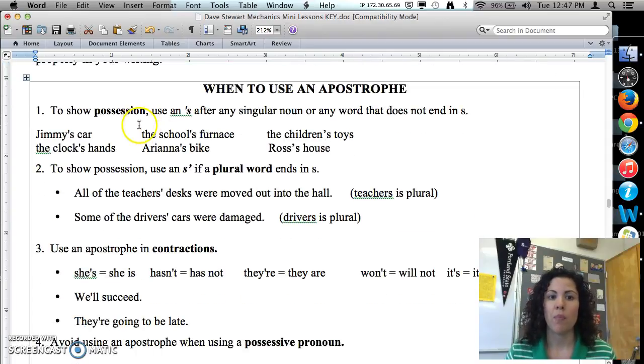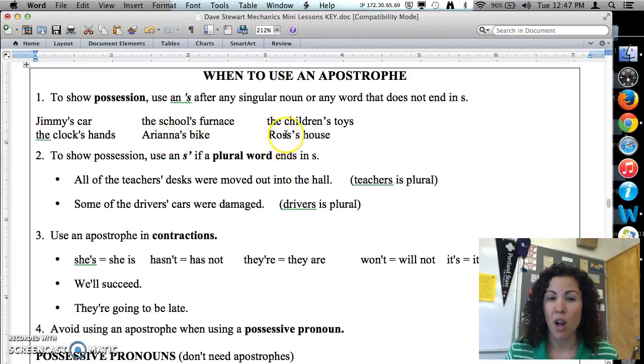First way is to show possession, to use apostrophe S after any singular noun or any word that does not end in S. So here we have Jimmy's car, the clock's hand, school's furnace, Ariana's bike. Here we have Ross's house. Even though it says a word that does not end in S, still Ross's house. We'll look at some other ones and what it means to do the S apostrophe. It's a little bit different.